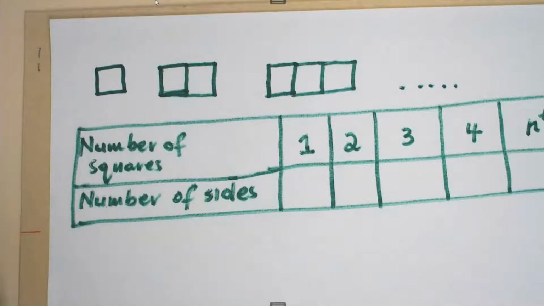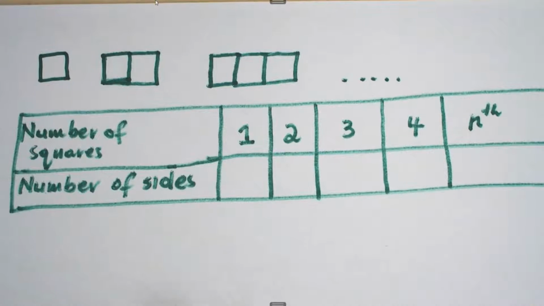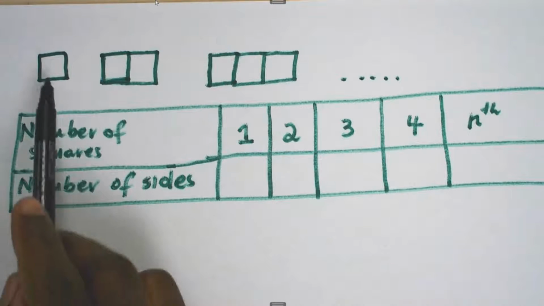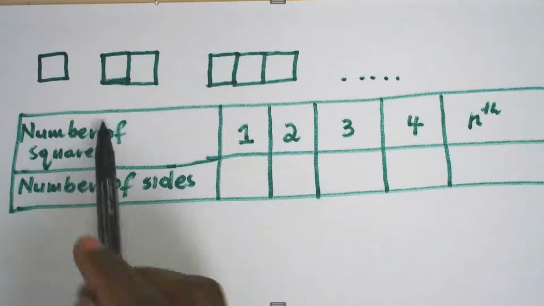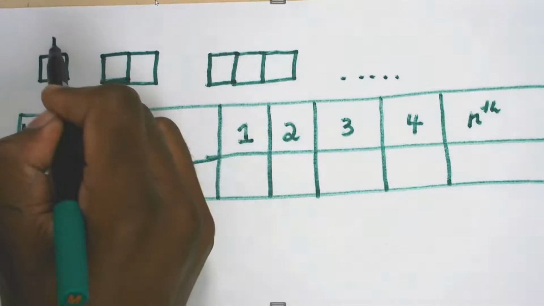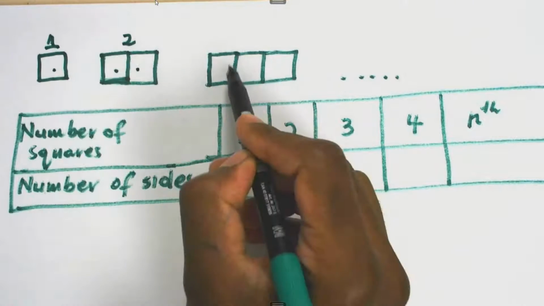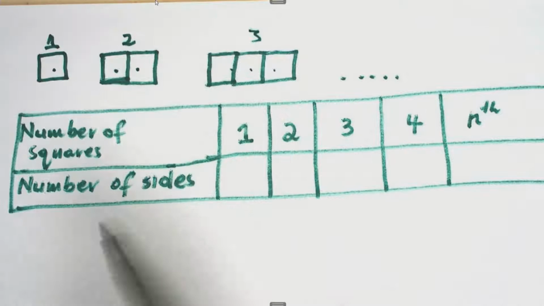Right. Now let us take a look at this exercise, guys. My example here. So here we are given the number of squares. In the first pattern, we've got 1 square. Here, how many squares? Here we've got 1. Here, how many squares? 1, 2. We've got 2 squares. Here, 1, 2, 3. We've got 3 squares, and so forth.